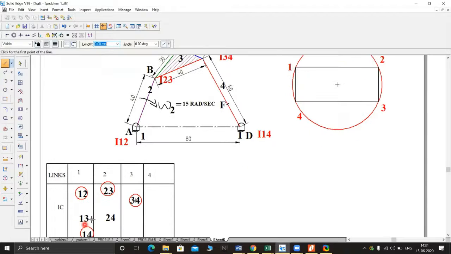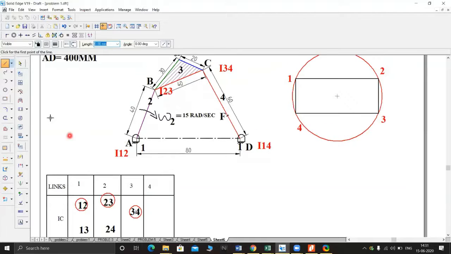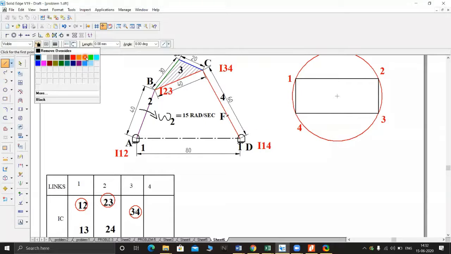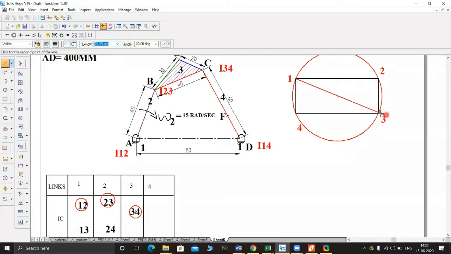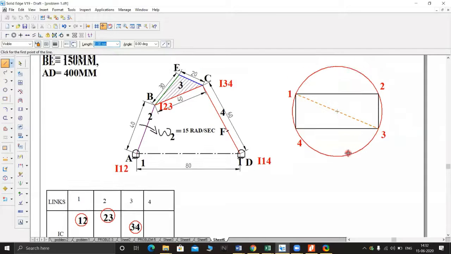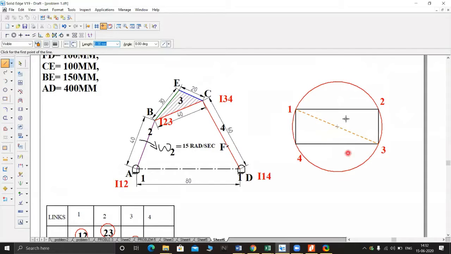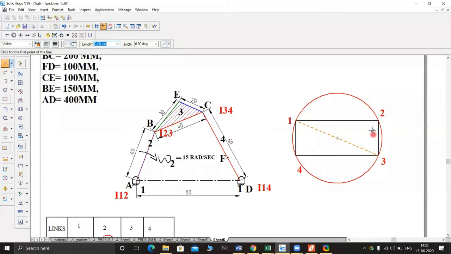Now I need to trace first. The unknown is I13. Therefore I'm going to draw it in a hidden line. I will take it in a different color now. I will join 1 to 3, I13. So for that we got 2 triangles. One is 1, 2, 3, the other is 1, 4, 3. So first we'll take the first triangle. For this, if you want I13, I12 and I23 should be found out first.